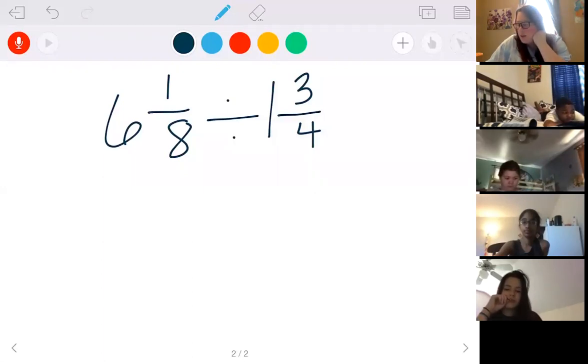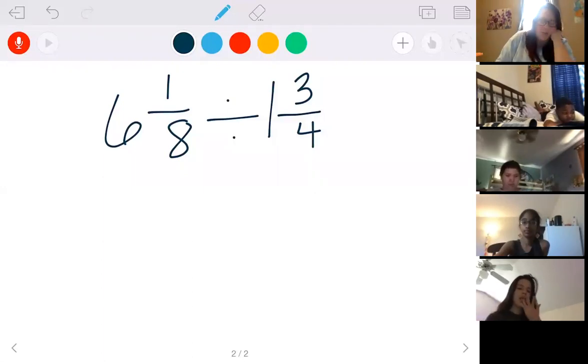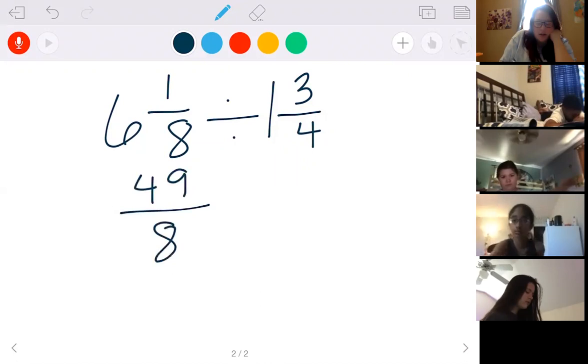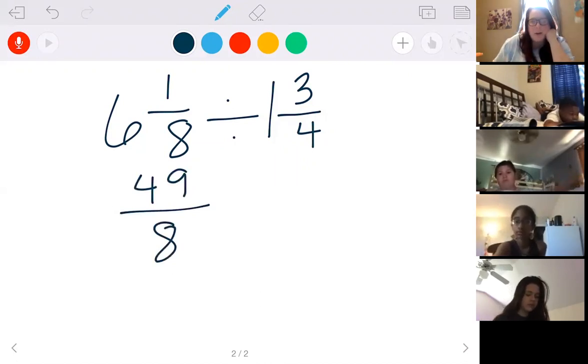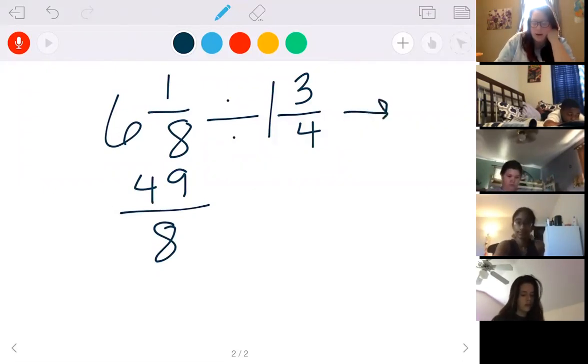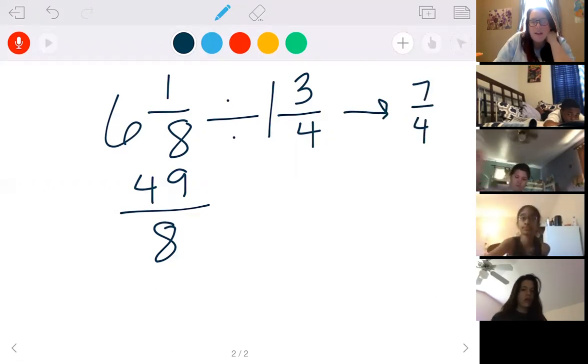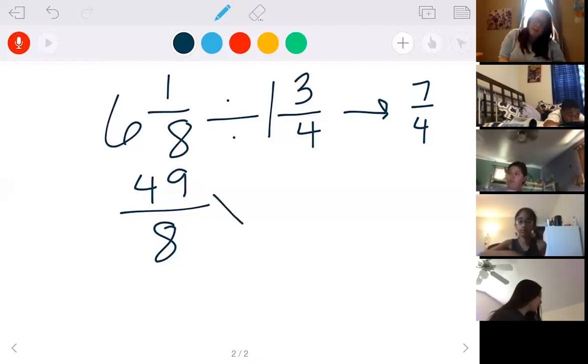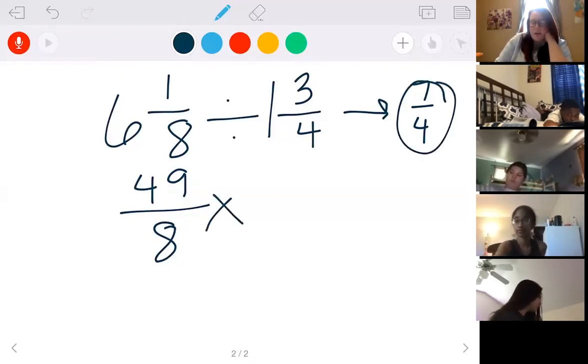All right, let's do this one together. So 6 times 8 is 48, plus 1 is 49 over 8. So I'm taking these mixed numbers and making them into an improper fraction. Then 4 times 1 is 4, plus 3 is 7 over 4. I'm going to kind of write that over here. So that's it when I change it to an improper fraction. So down here, I'm going to say times the reciprocal. The reciprocal of 7/4 is 4/7. This is the easy kind to reduce.